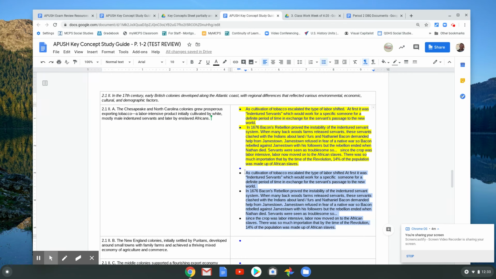I don't want you to just cut and paste. I want you to digest it. So I took what that teacher wrote and rewrote it in my own words. I explained it to myself, so now I fully understand that key concept and the importance of Bacon's Rebellion.